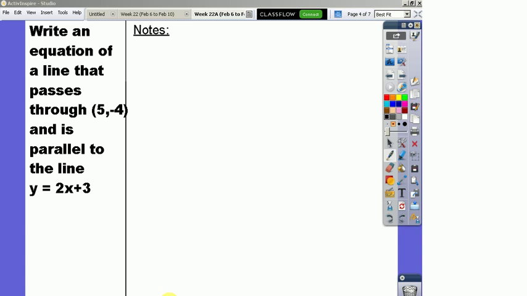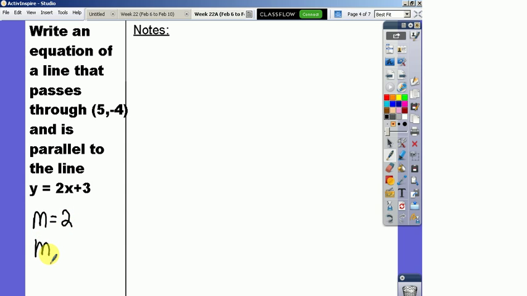So we have y equals 2x plus 3. We want to find an equation that is parallel to that line. What's the slope of that equation? 2. The slope of that equation is 2. So the slope of a line parallel also has to have a slope of what? 2.